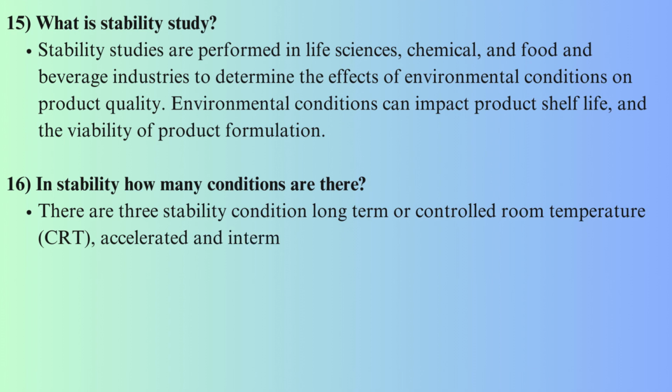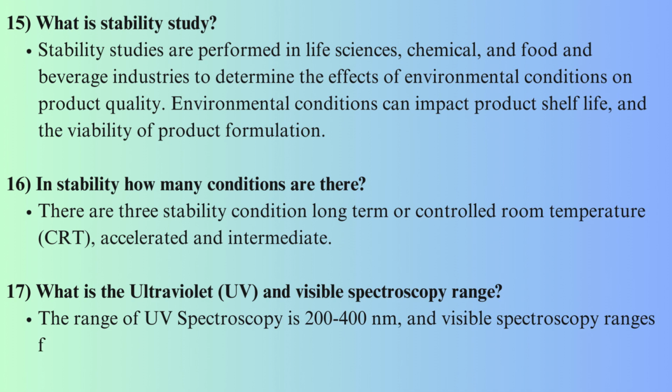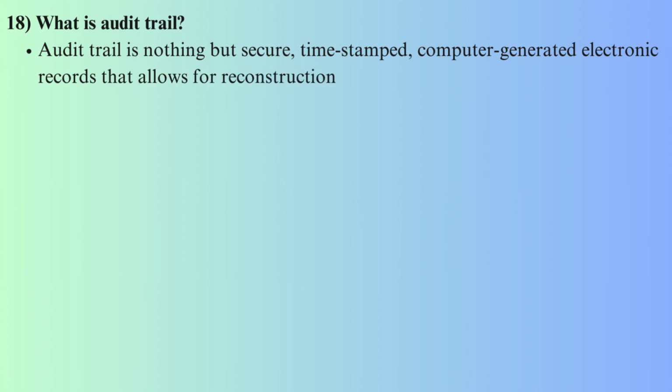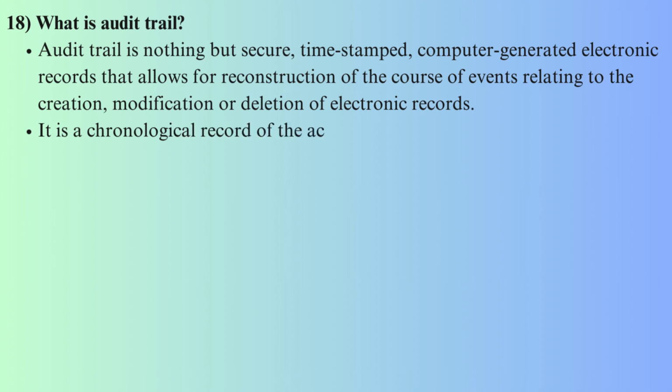What is the ultraviolet and visible spectroscopy range? The range of UV spectroscopy is 200 to 400 nanometers, and visible spectroscopy ranges from 400 to 800 nanometers. What is an audit trail? An audit trail is nothing but secure, time-stamped, computer-generated electronic records that allow for reconstruction of the course of events relating to the creation, modification or deletion of electronic records. It is a chronological record of the activity that happened, such as what, when, why, where, etc.